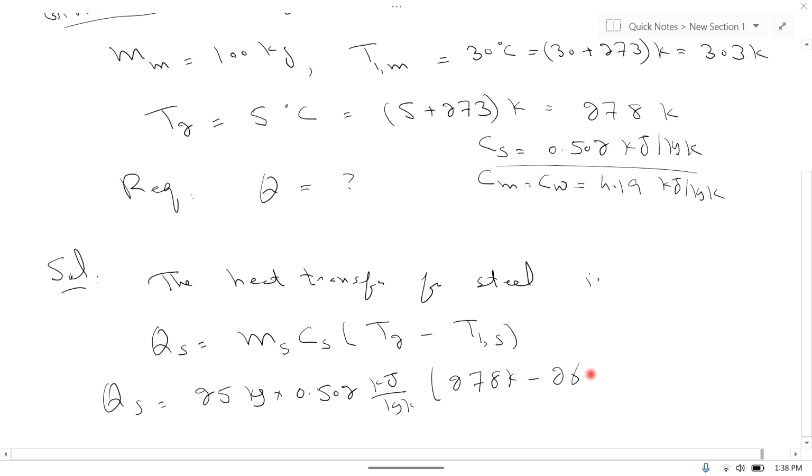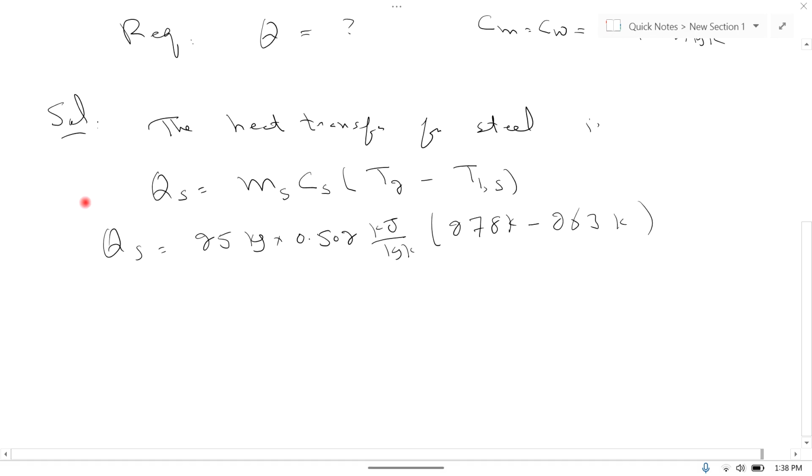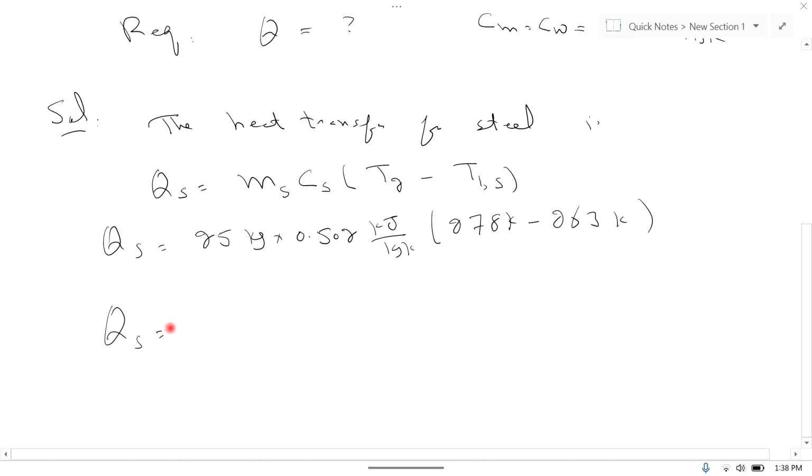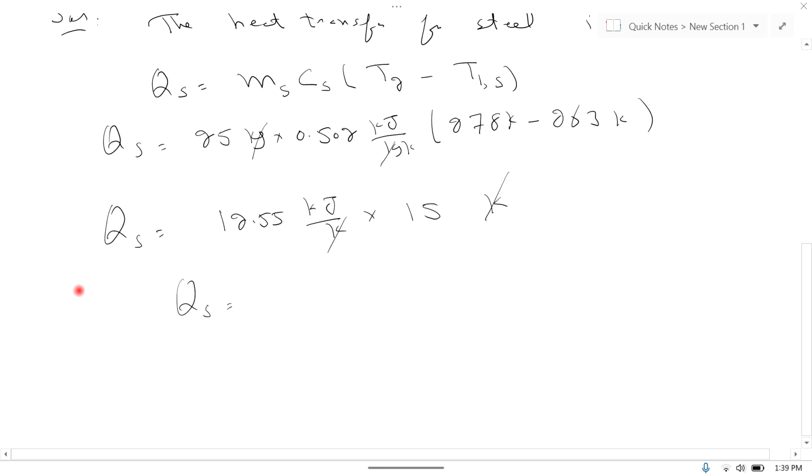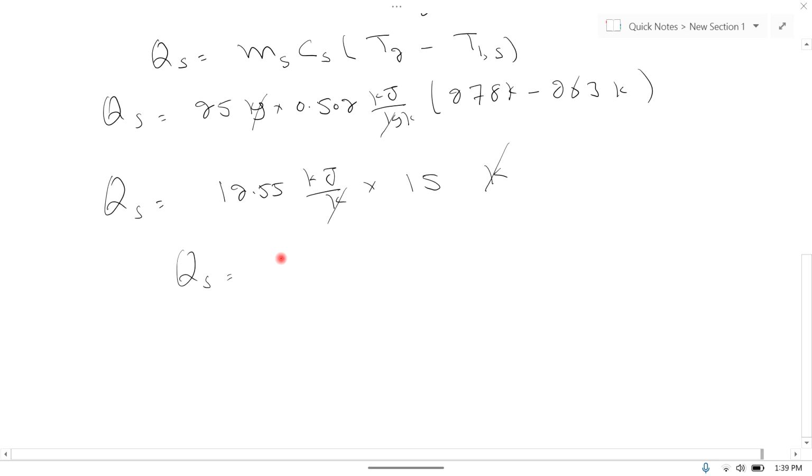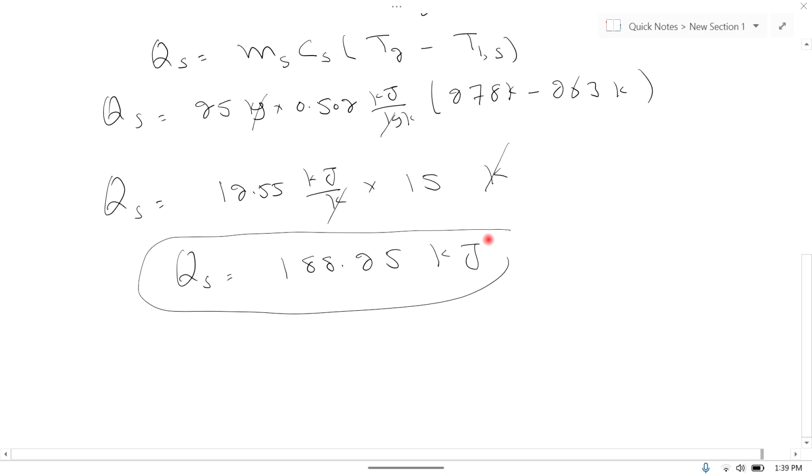minus 263 Kelvin. Now QS is equal to, here kilogram will be cancelled with kilogram, 25 multiplied by 0.502 is equal to 12.55 kilojoule per Kelvin, multiplied by 278 Kelvin minus 263 Kelvin, which is equal to 15 Kelvin. Kelvin will be cancelled with Kelvin, and heat absorbed by the steel from the milk is equal to 188.25 kilojoule. Positive sign means that heat is absorbed by the steel from the milk.